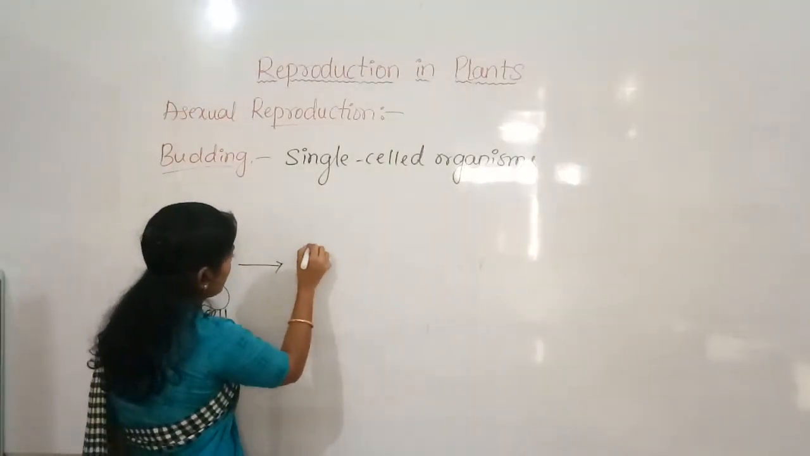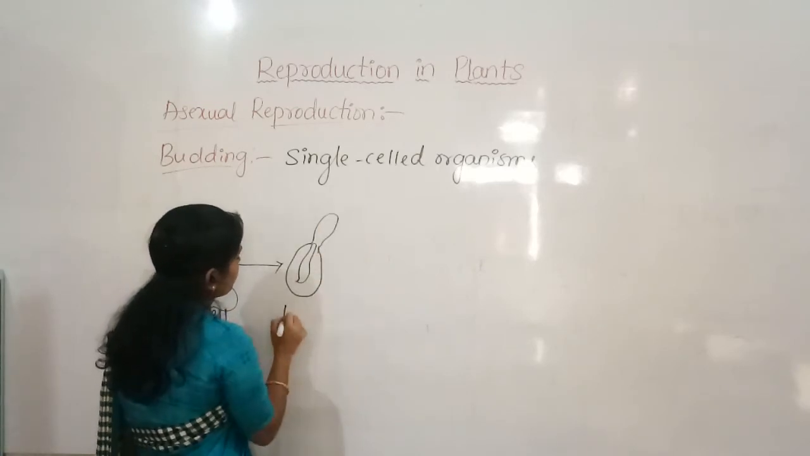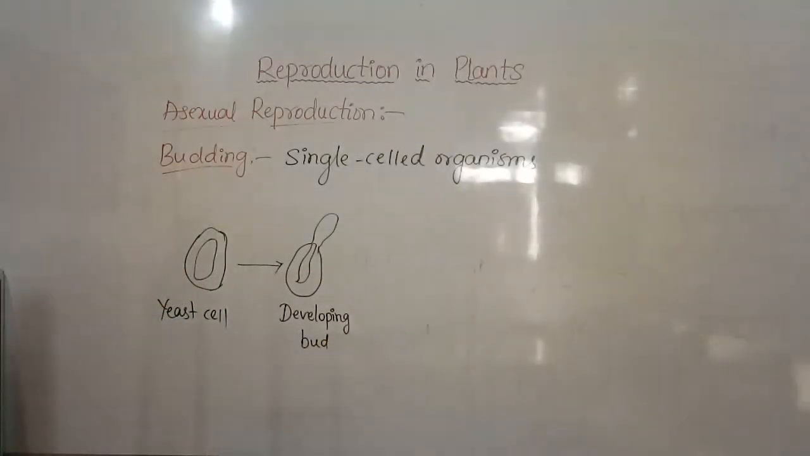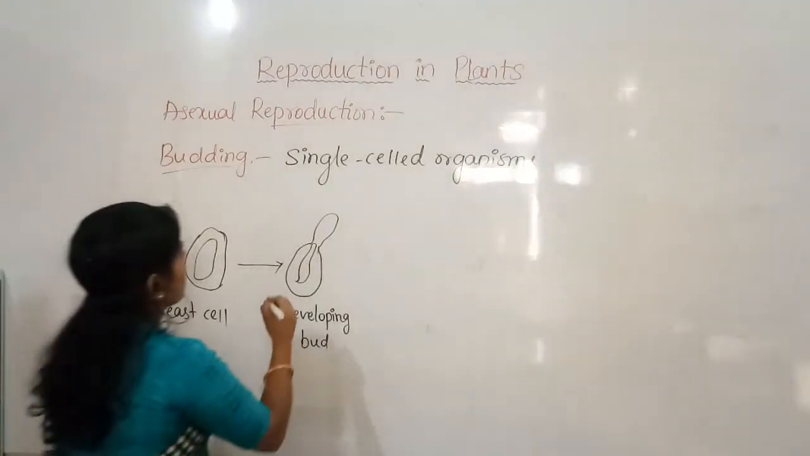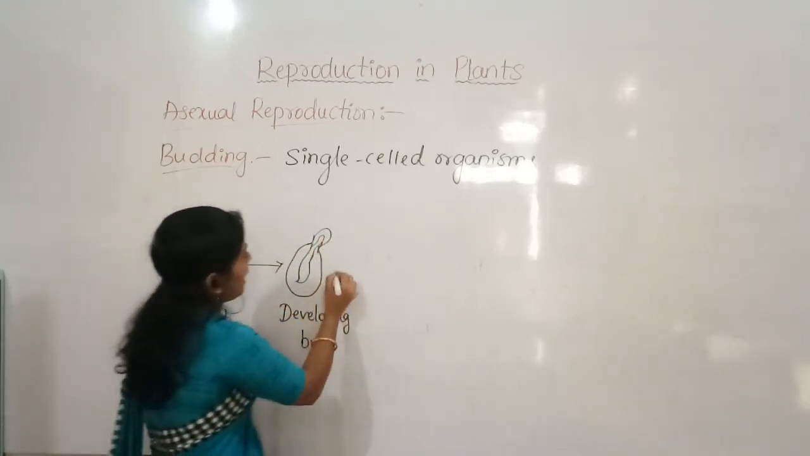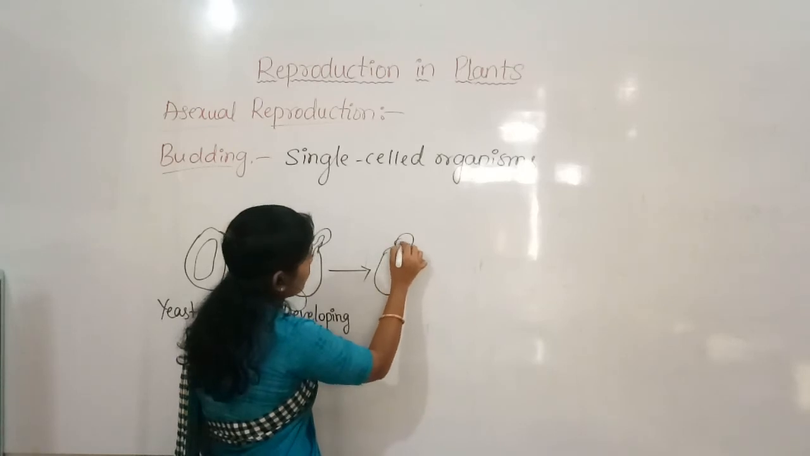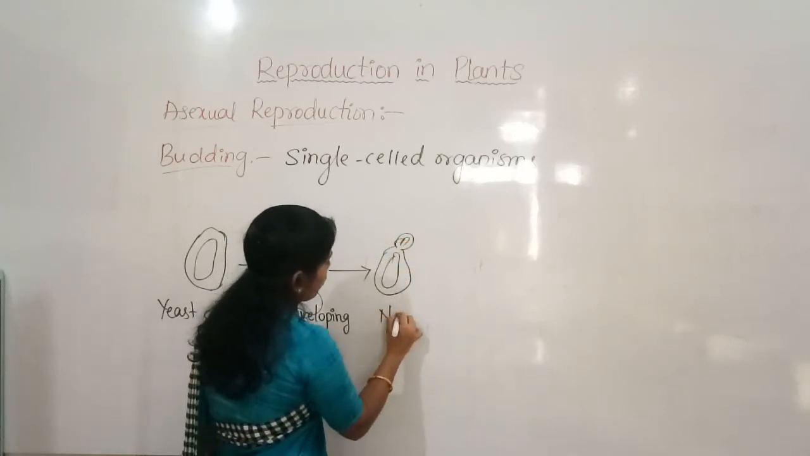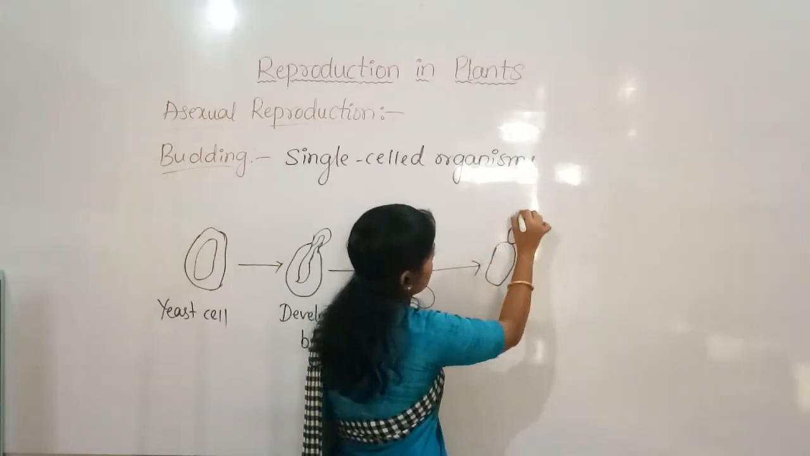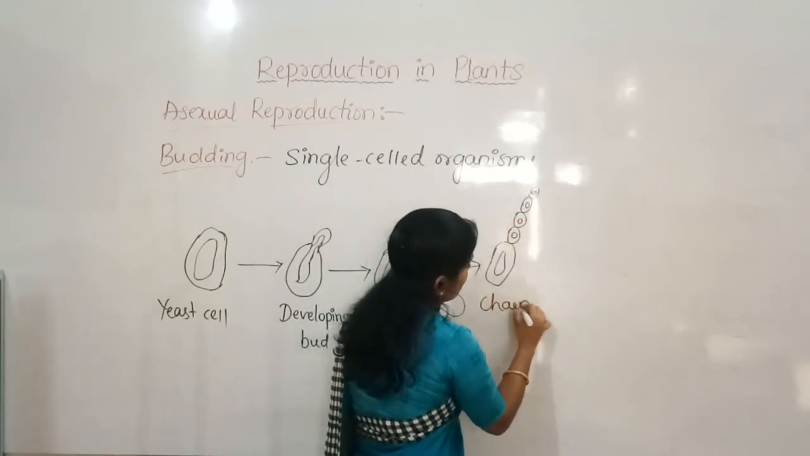This is given in your textbook also, you can observe it there. Like this the bud forms, it is a developing bud. If you observe further, a new bud has formed, so you can see the different buds here. If you go on observing, a chain of buds forms like this.